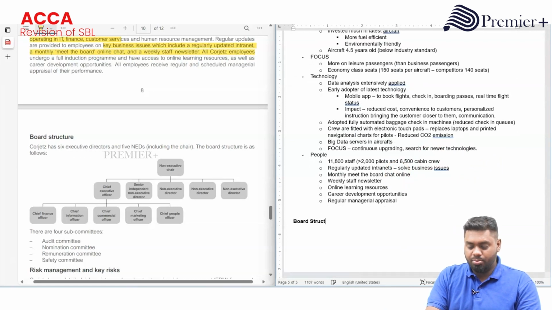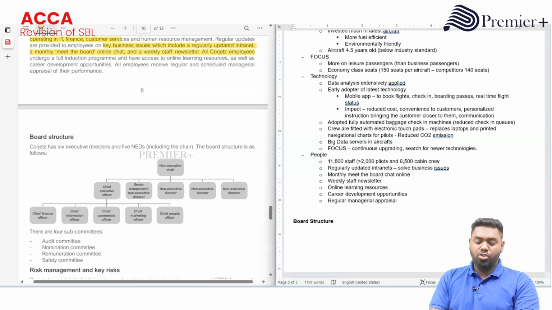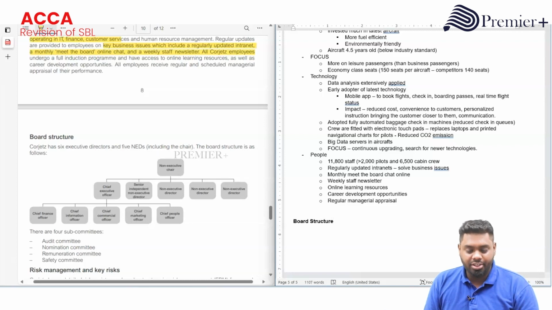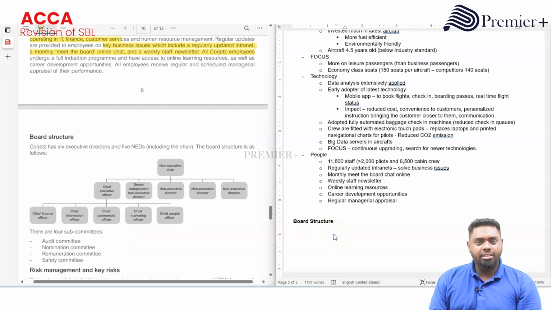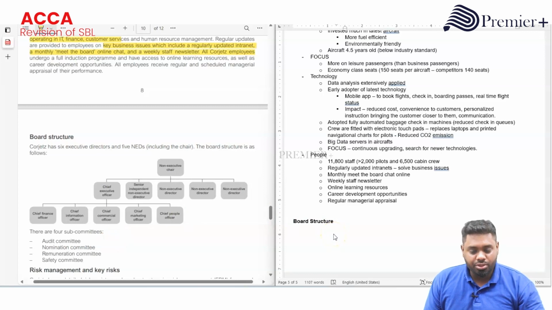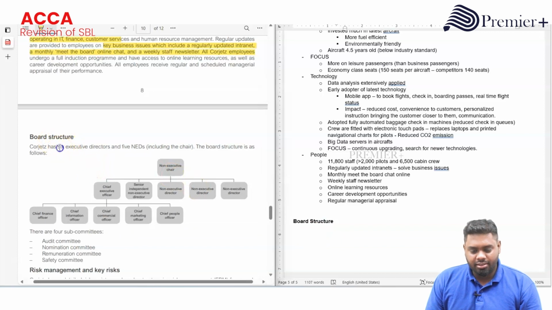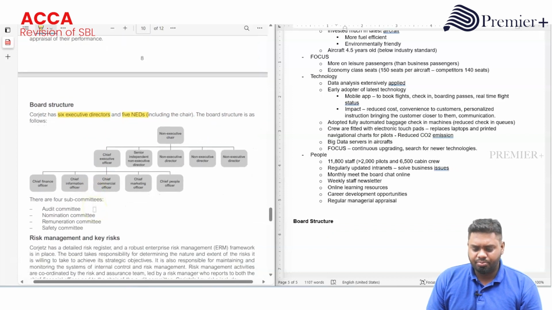So you need to have a proper understanding of the contents before moving on to the next section. All right. Next, let's look at the board structure of Cojet's. Cojet's has 6 executive directors and 5 non-executive directors, including the chair. The board structure is as follows.